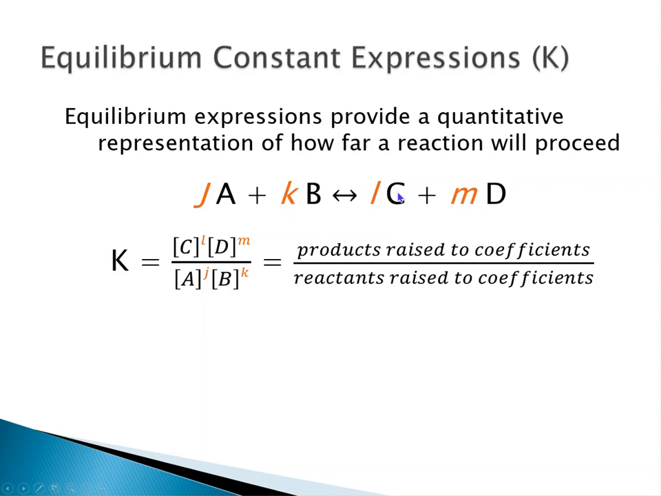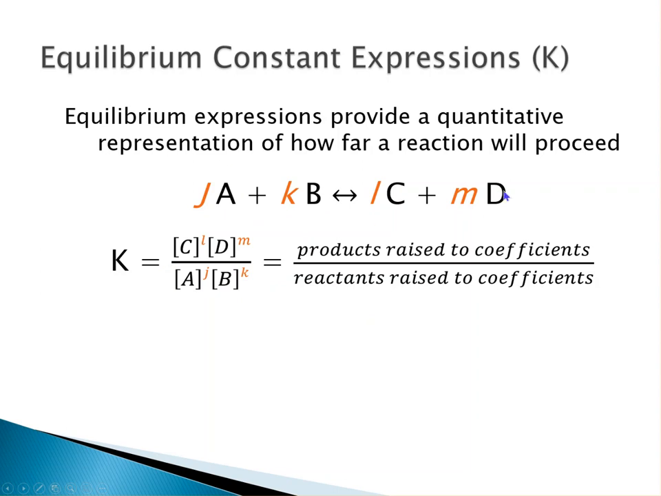Notice here, our products are C and D, and the coefficients are L and M. So C raised to the L, D raised to the M, divided by reactants raised to the coefficients. So here are our reactants. So A raised to the J power, B raised to the K power. So these are both products and reactants. So all you got to do is look at the equation, multiply the concentrations of all the products together, and raise them to the power of their coefficients. And divide in our denominator by the concentration of our reactants raised to the power of their coefficients.